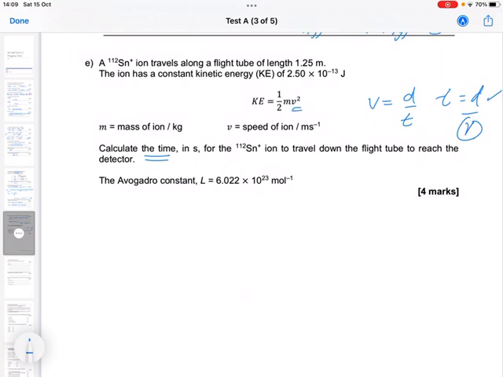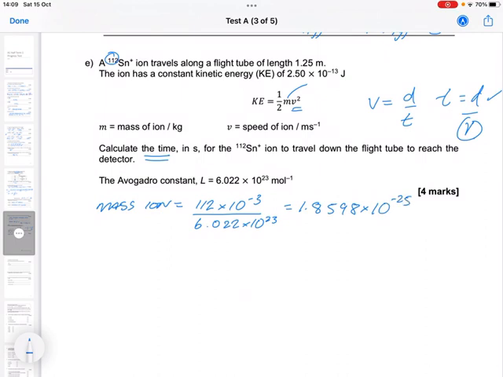And of course, my mass here, I need to divide that by 1,000 to get it into kilograms, and then divide by Avogadro's number. So quite a lot going on here. So let's do the mass of the ion. So that's 112 divided by 1,000 divided by Avogadro's number, and that equals 1.8598 times 10 to the minus 25, and there'll be a mark for that.